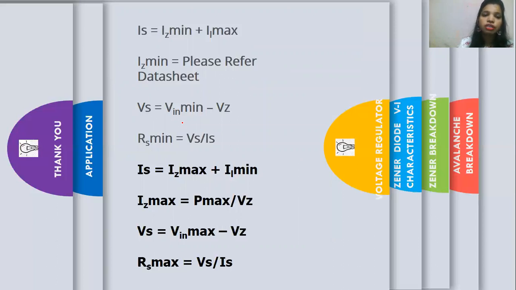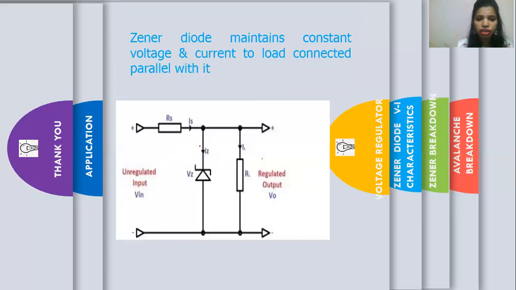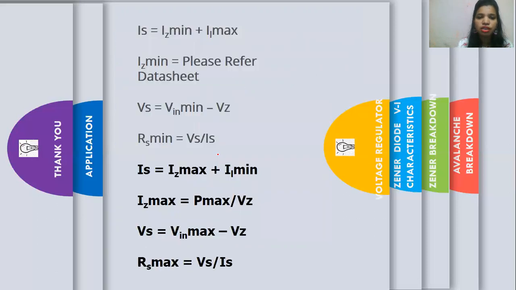So first of all, see the condition for IS. This IS is flowing into IZ and IL. So this IS current is equal to IZ plus IL. So this IS is equal to IZ plus IL. The minimum current of the Zener diode is always there in the given data sheet.